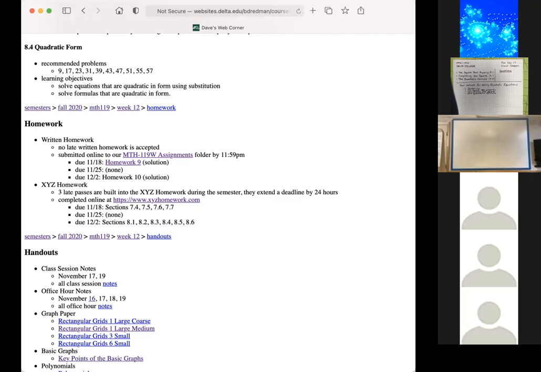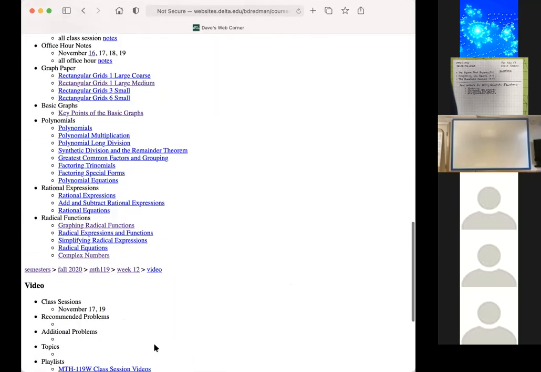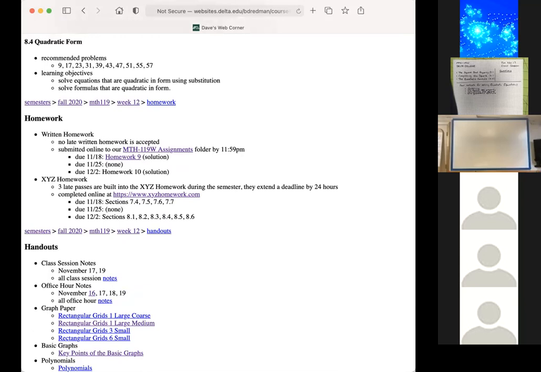Okay, let me get out of here. And let's go back to our paper. So these are the things we'll talk about today: square root property, completing the square, and the quadratic formula. I'm going to post some additional handouts that you can use for the quadratic formula later, and I'll share those with you also on Thursday. Okay, back to the paper.